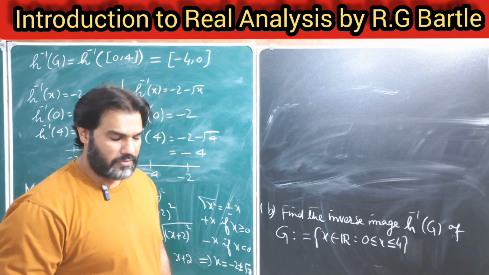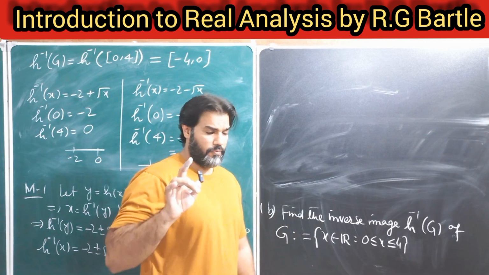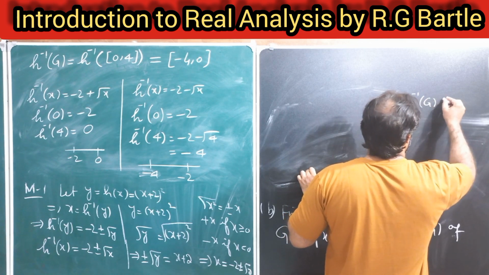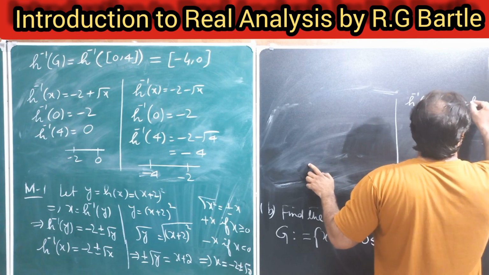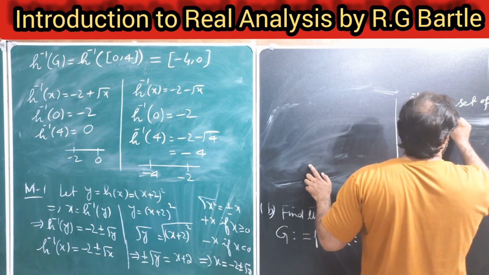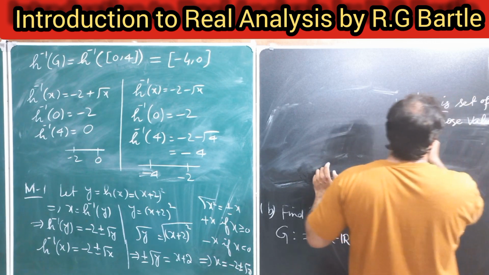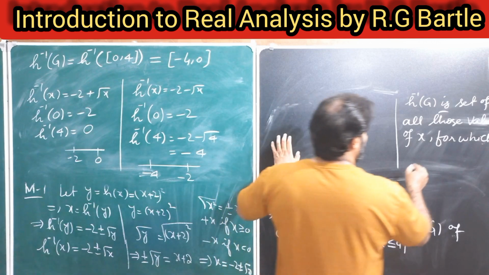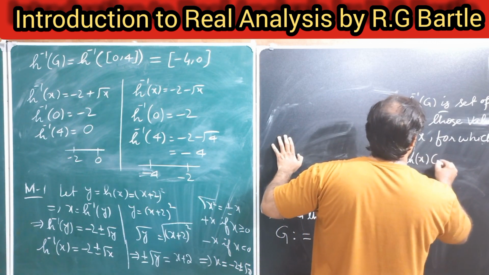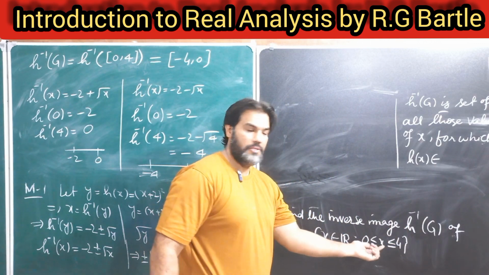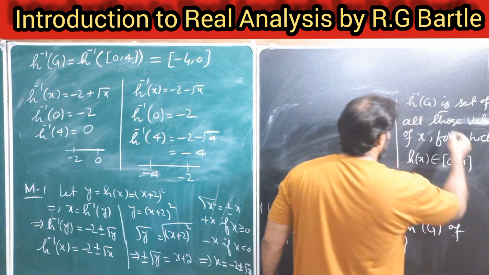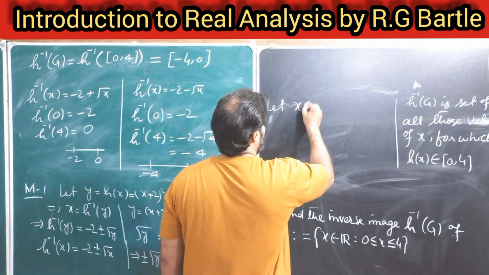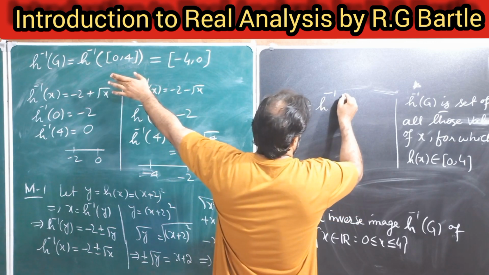Next, to solve this question without finding the inverse, we will remember a very important key fact. H inverse G is a set of all those values of x for which your h of x lies in this interval 0 to 4, that is the G. This is the key fact that I will use here to solve this. I will write it here. Let x belong to H inverse 0 to 4.